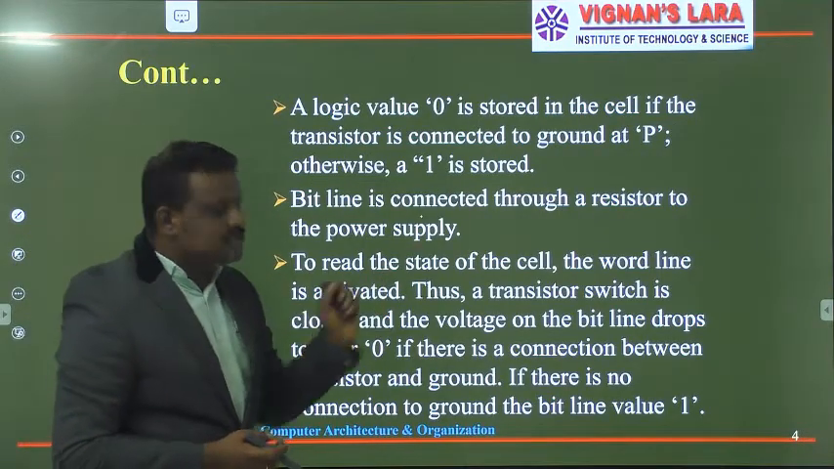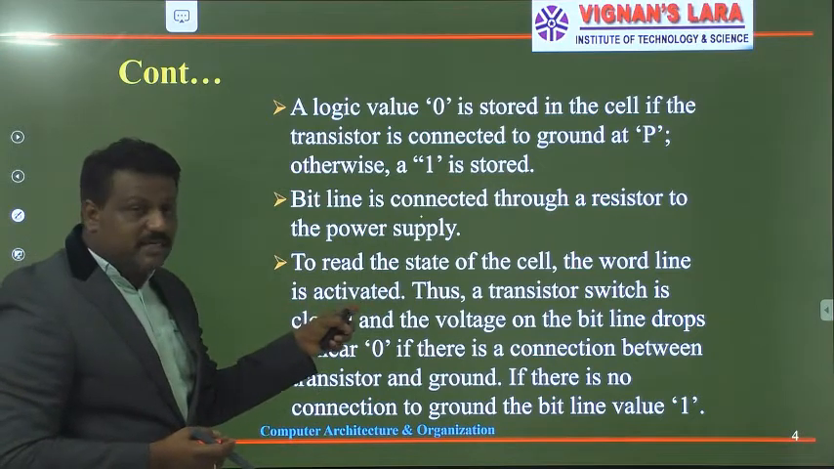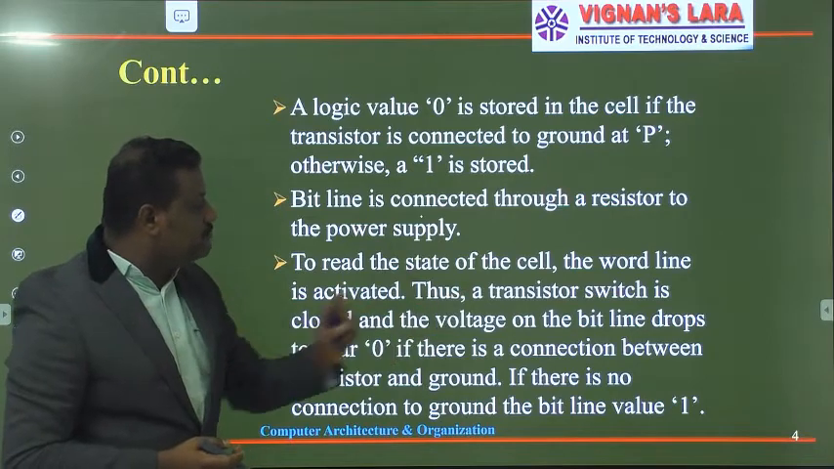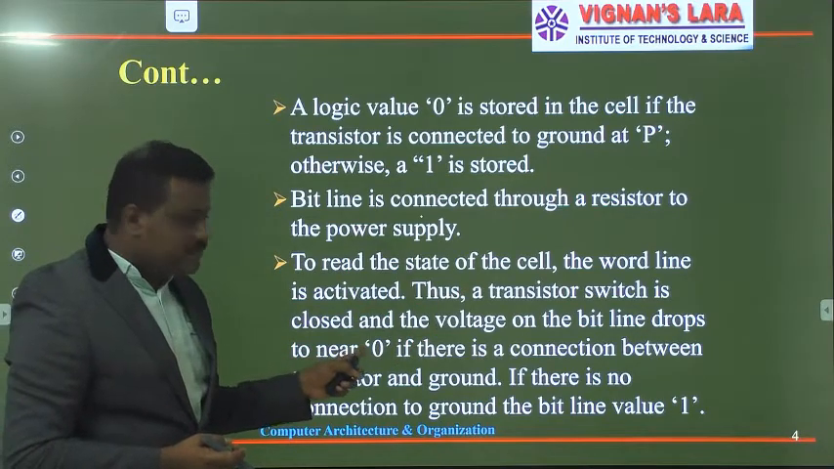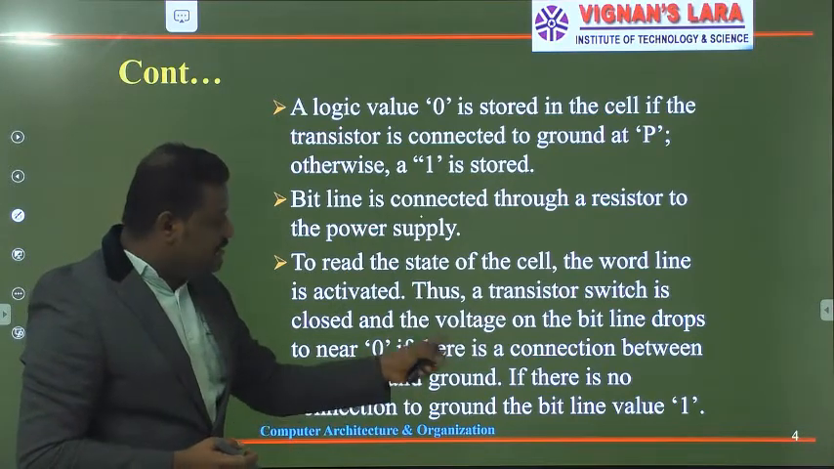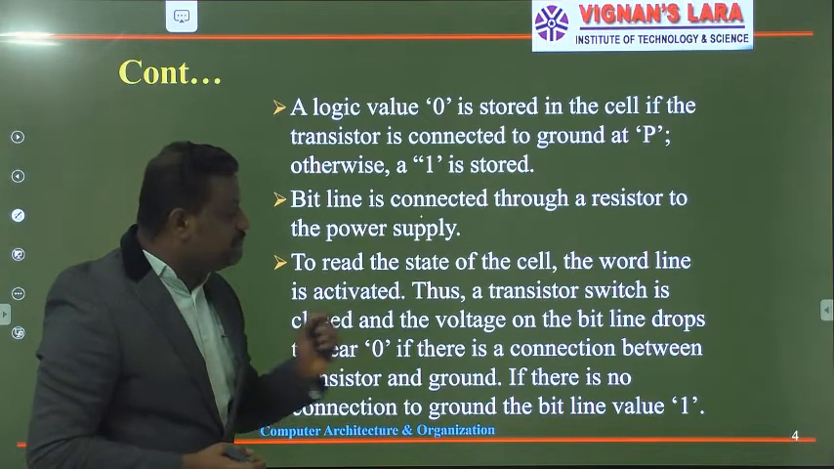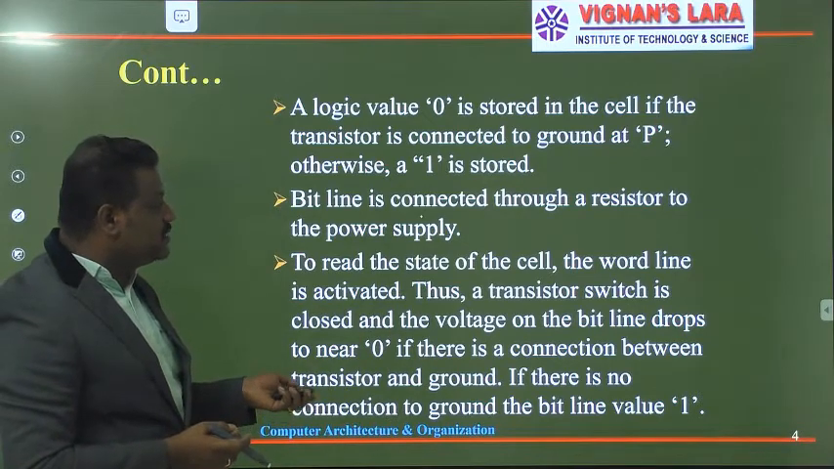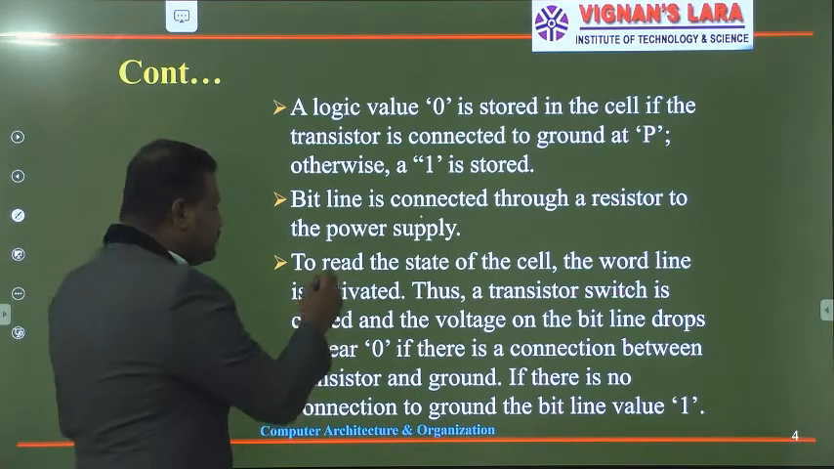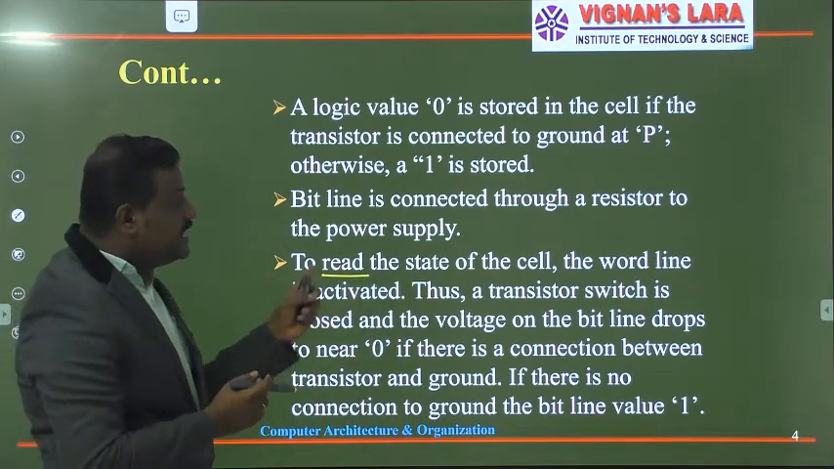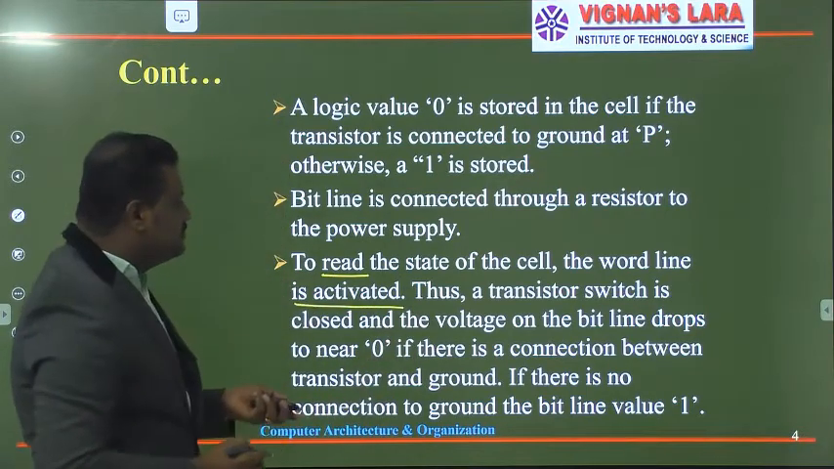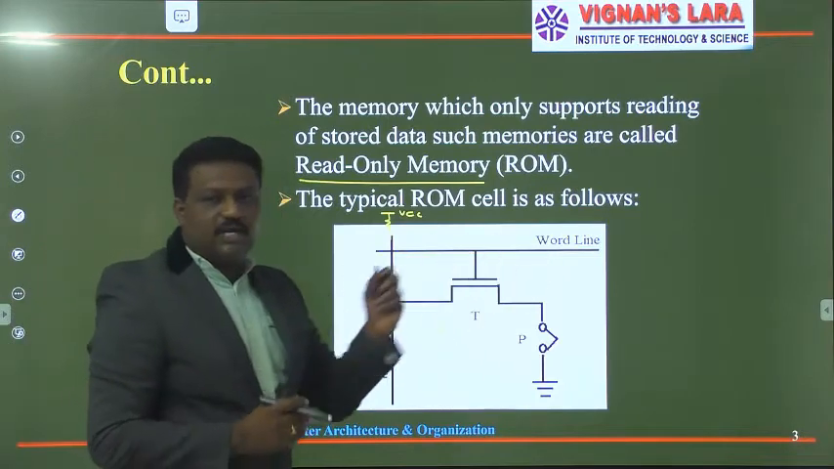To read the state of the cell, the word line is activated, thus a transistor switch is closed and the voltage on the bit line drops to near zero if there is a connection between the transistor and ground. If there is no connection to ground, the bit line value is equal to 1. What is this? Here we clearly say that while we are doing a read operation, to read the state of the memory cell, the word line is activated. What is the word line? This is the word line.